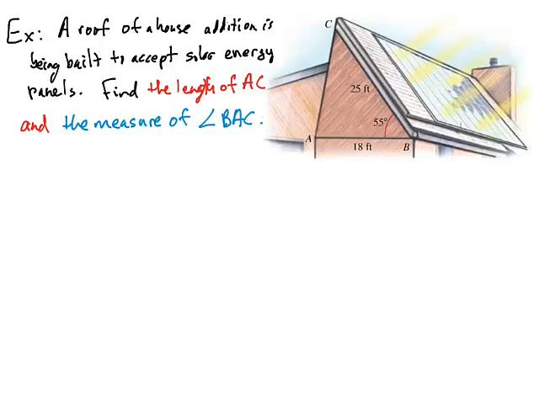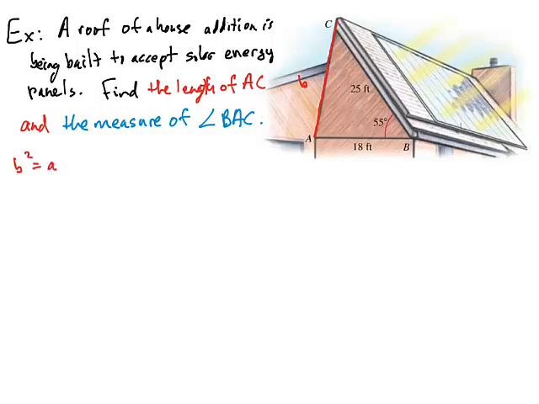All right, let's look at a couple other examples here. The first one says a roof of a house addition is being built to accept solar energy panels. Find the length of AC and the measure of angle BAC. So the first part, finding the length of AC, that is this right here. And the triangle is already labeled with angle A, B, and C. So the length of AC is the same as side b. So we need to find side b.